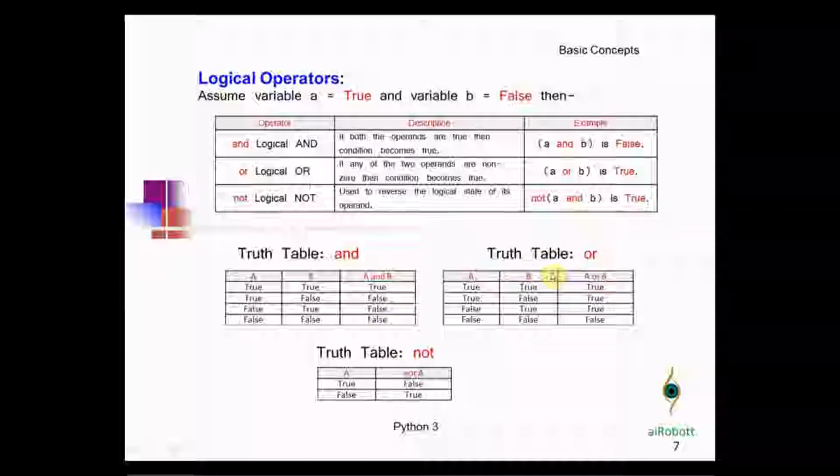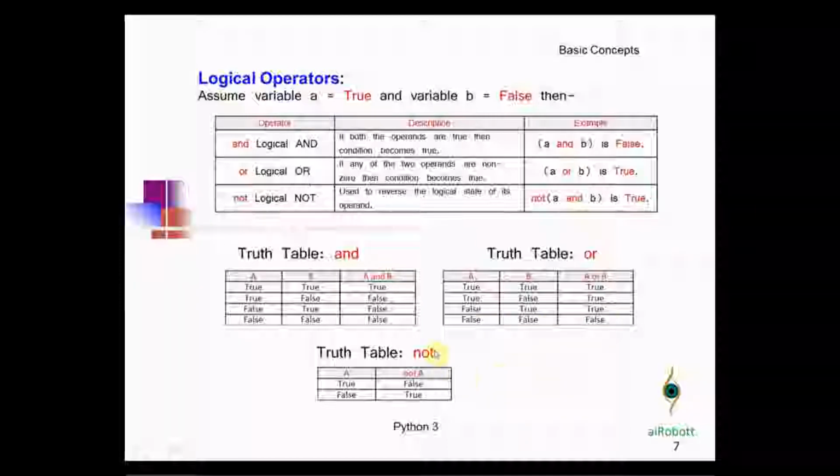Similarly, in our OR truth table, if both are true, it gives true. If any one is true, it gives true. In these two conditions, it returns true. If both are false, it gives false.